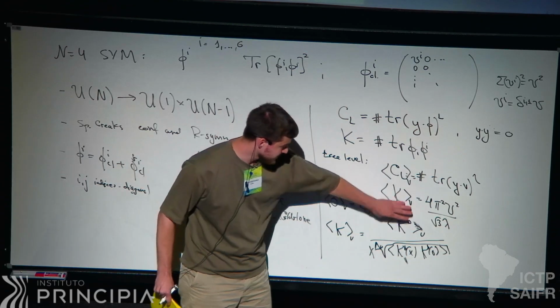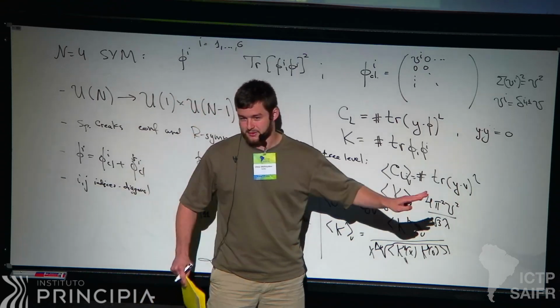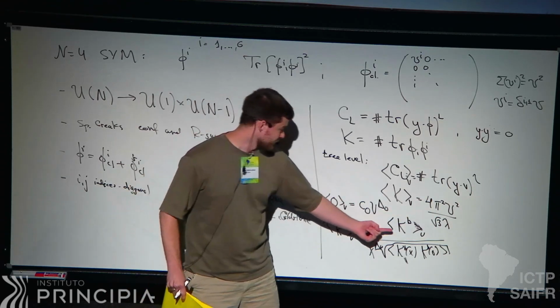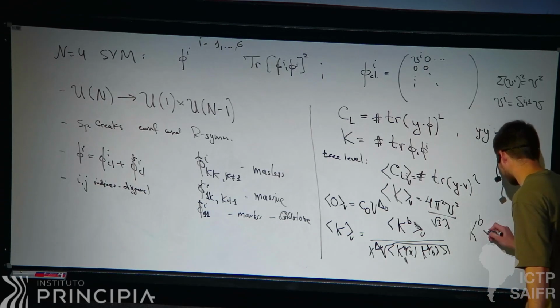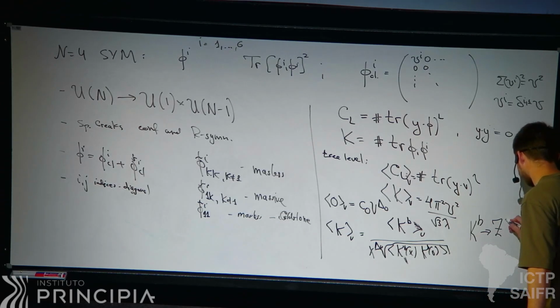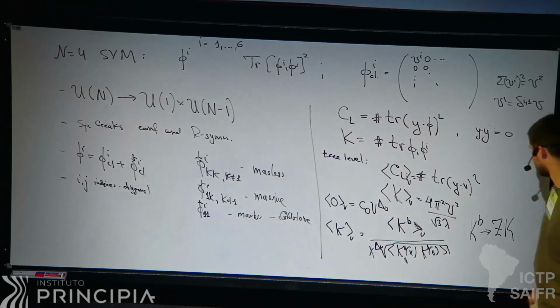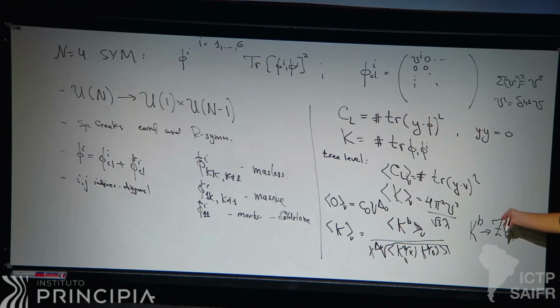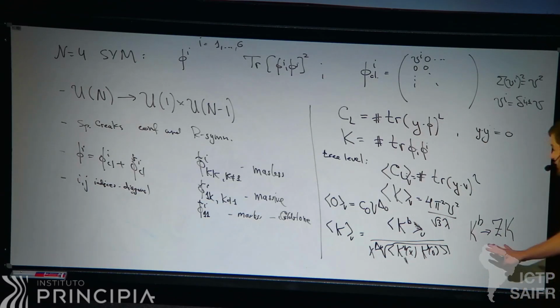But this expression is manifestly finite and scheme independent, at least for multiplicative renormalization. Because if we renormalize this bare operator by any kind of Z factor, then it cancels in the denominator and the numerator, and also any kind of finite scheme change also cancels here. So this expression is manifestly scheme independent and finite.